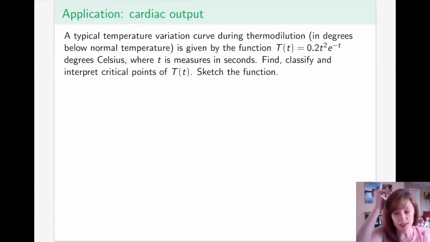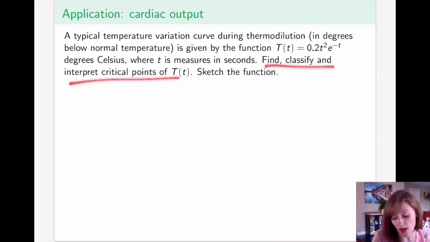The other nice thing is that because this is all automated, we actually know what a normal temperature variation curve in this process looks like, and it can be modeled closely by a function like this. So here we have 0.2 t squared e to the minus t. This shows the temperature in degrees Celsius, and t is measured in seconds. So this will tell us what the temperature is t seconds after the injection of the cold solution into the heart.